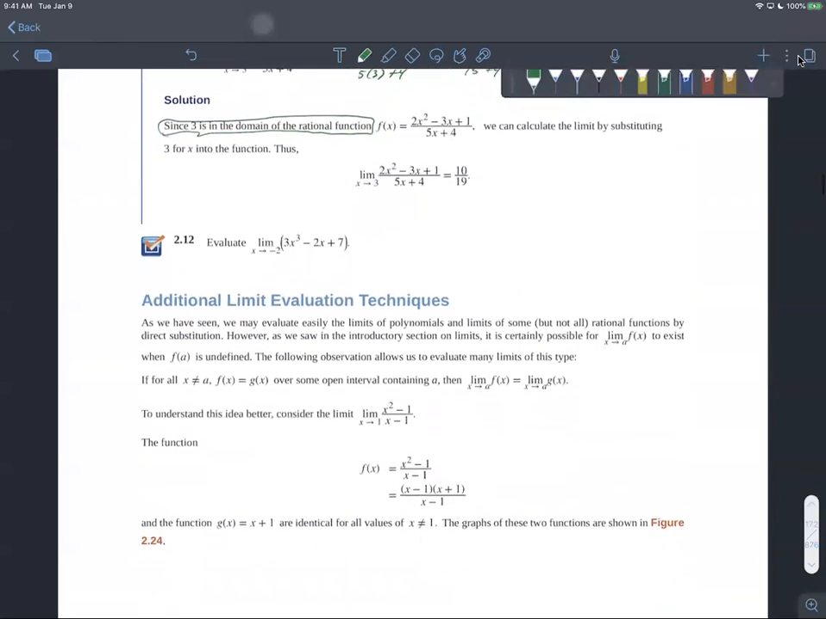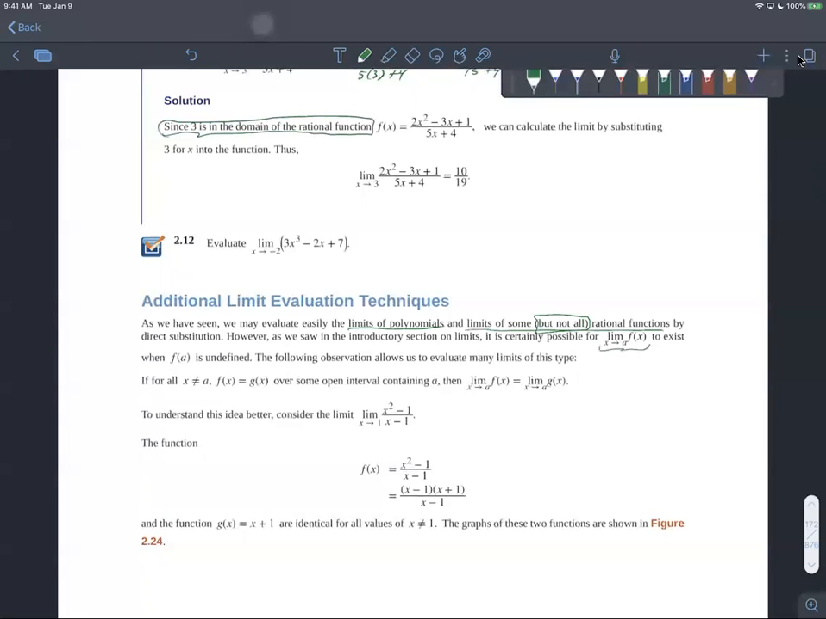All right, what are some additional evaluation techniques? As we have seen, we may easily evaluate the limits of polynomials, no problem there, and the limits of some, but not all, rational functions by direct substitution. However, we saw in the introductory section on limits, it is certainly possible for the limit as x approaches a of f of x to exist when f of a is undefined. The following observation allows us to evaluate many limits of this type.